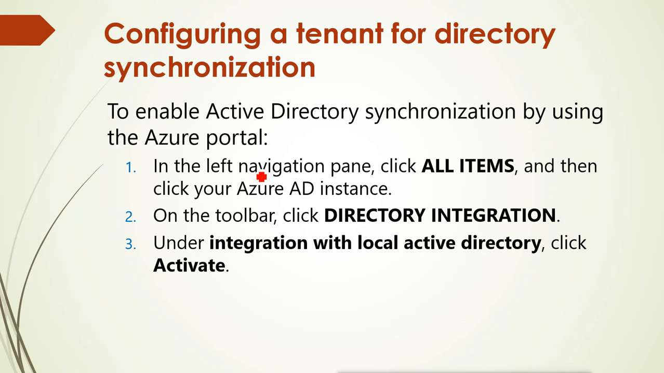On that portal, you log in, and then on the left side you will see All Items. There you will click the Azure AD instance. It will open the Azure Active Directory instance. Then on the toolbar, click Directory Integration, and under Integration with local Active Directory, click Active. This will activate the directory synchronization from the Azure AD portal.